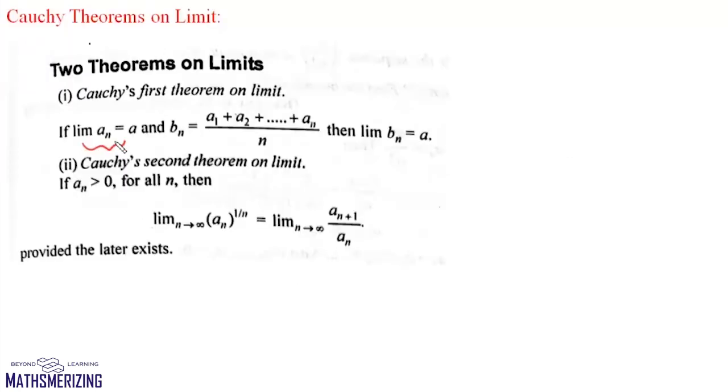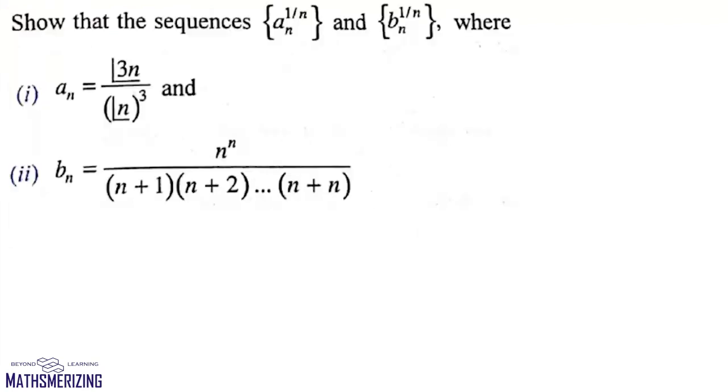And the second theorem says, if an is a positive number, then for all n, this limit n tends to infinite an to the power 1 by n will be same as this limit n tends to infinite an plus 1 upon an. Now here in this question, we need to find limit of the sequences an to the power 1 by n, bn to the power 1 by n.